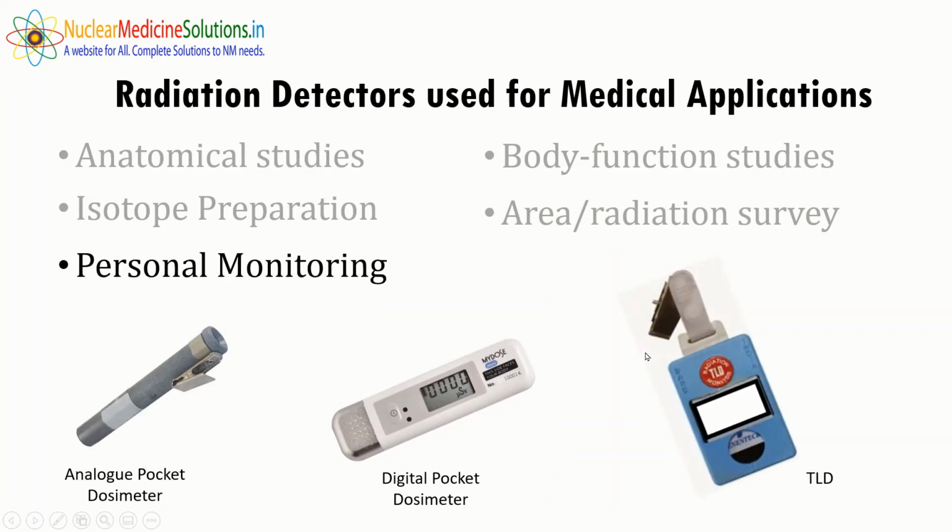There are personal monitoring detectors which are used by the people who work in radiation facilities. They are called pocket dosimeters, which may be analog or digital. There are TLDs or thermoluminescent dosimeters.